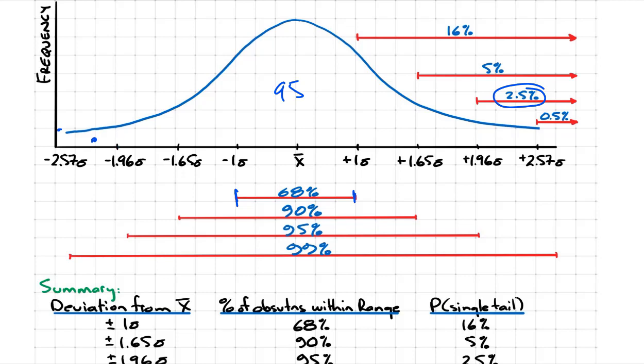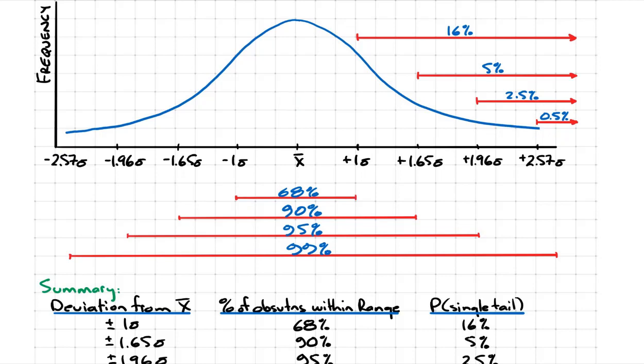And the last rule of thumb that we need to know is the following. Again, starting from the mean, if we go 2.57 standard deviations to the right and 2.57 standard deviations to the left, within that range, we can expect to see 99% of all observations. If that's the case, that leaves 1% split between 2 tails. Therefore, each tail would have a probability of 0.5%.